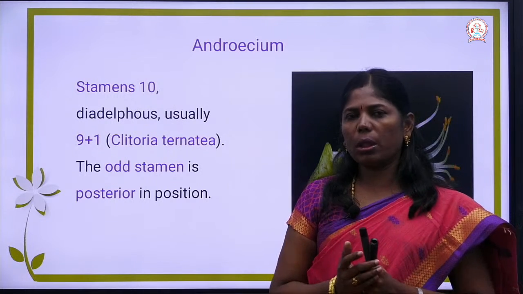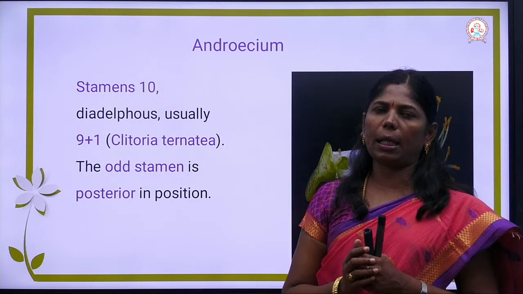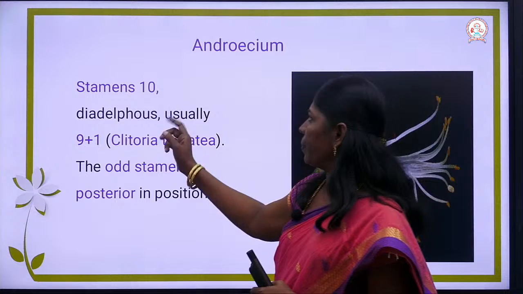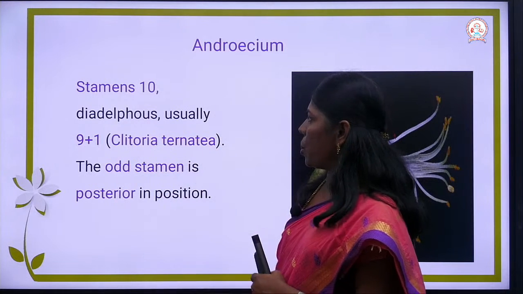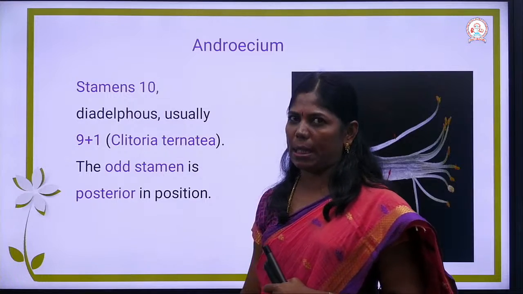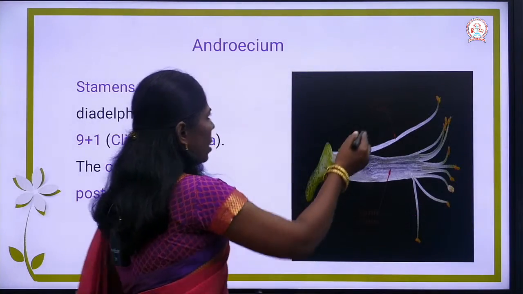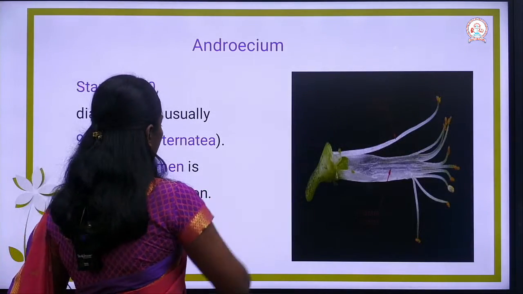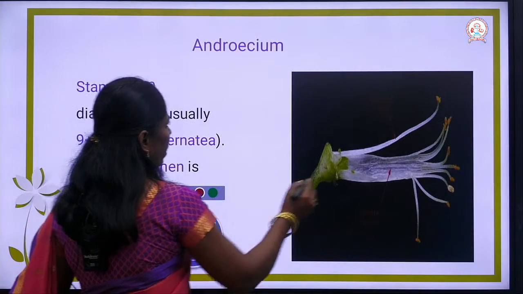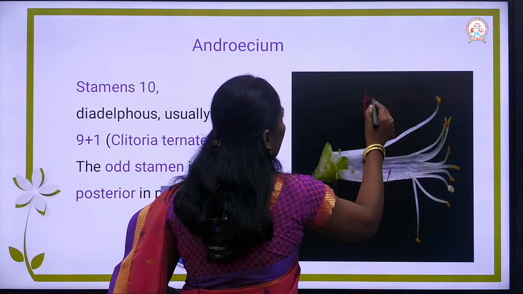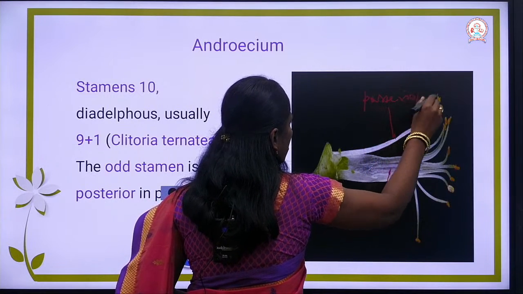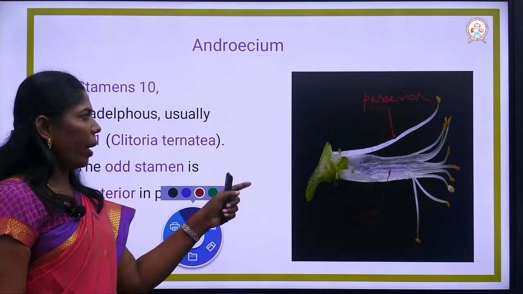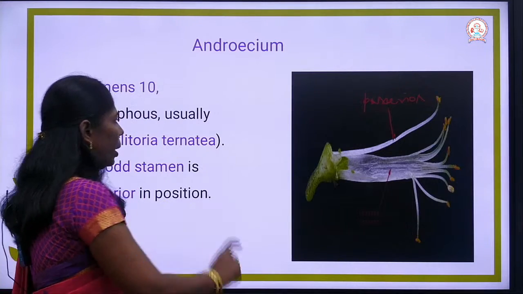If all the stamens are together, that is considered a monodelphous condition. So this condition is diadelphous. This is called diadelphous. In 9+1 Clitoria ternatea, that odd stamen is posterior in position. This is the odd stamen, which is posterior in position. If it is present down, it would be anterior in position. So that is posterior in position. This 9+1 arrangement is in the Fabaceae, especially in Clitoria ternatea.